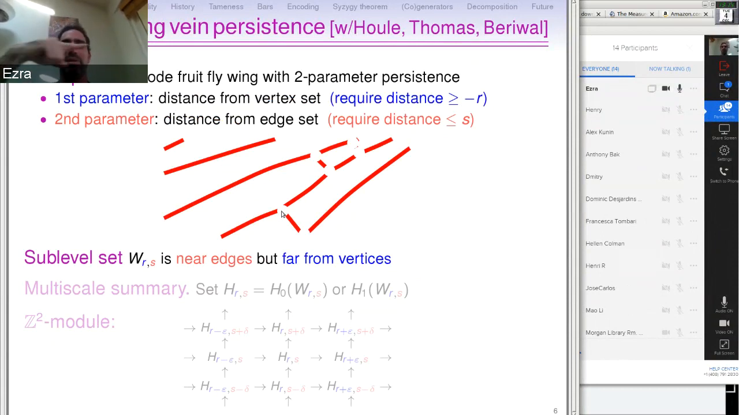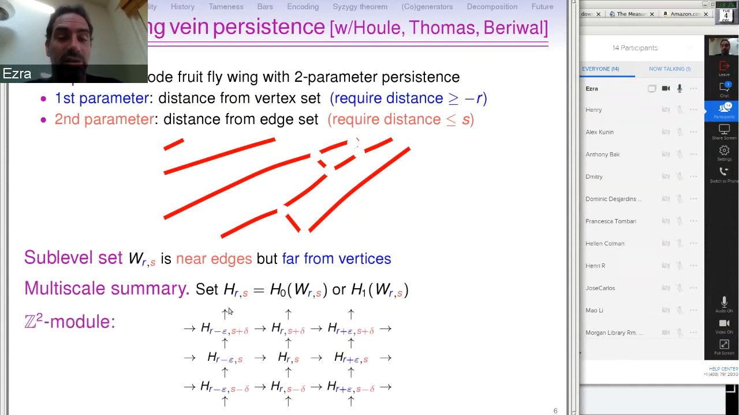And the point is that when you go this way or that way, you are getting a bigger topological space, and that's what persistence is supposed to tell you. So the multi-scale summary says that you take this WRS, that's the stuff that's red but not blue, and you take the homology of that. You could be looking at the connected components, you could be looking at the loops, depending on whether you take H0 or H1. And what you end up with is a Z2 module.